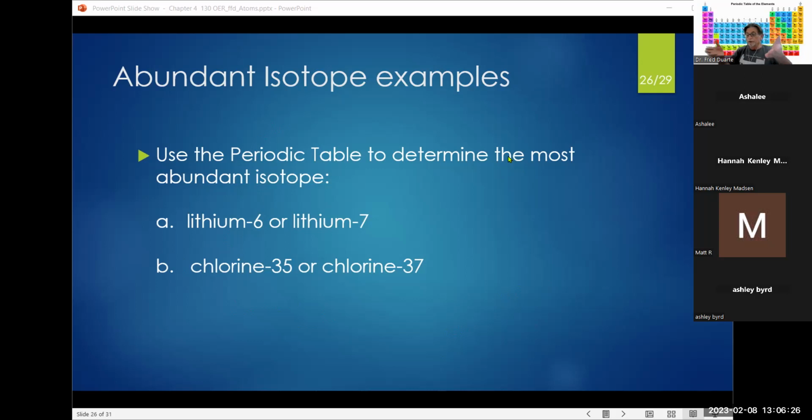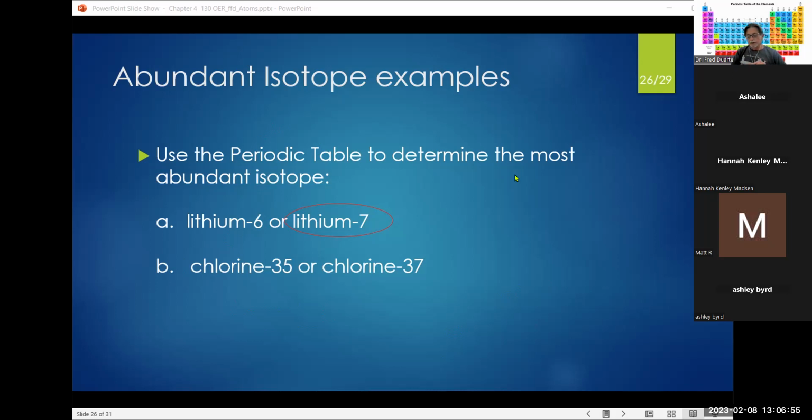Lithium-7, because you go through the periodic table. Lithium has an atomic weight of 6.94, rounded up to the nearest whole number, and you end up with lithium-7 being the most abundant isotope. Okay. Both of them share the number of protons, which is 3. Both of them share the number of electrons. Remember, what they differ in is the number of neutrons.